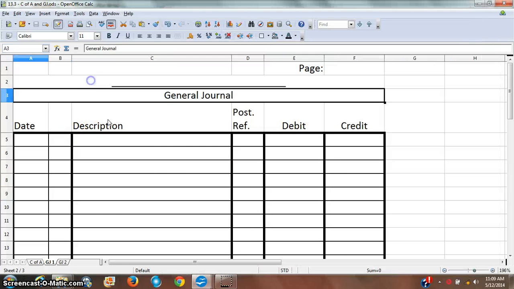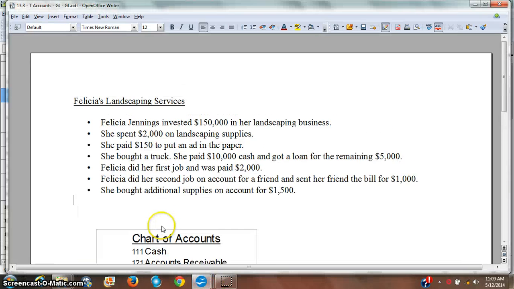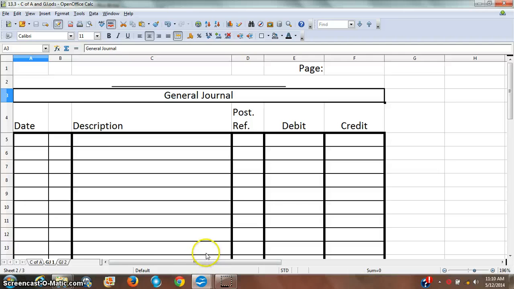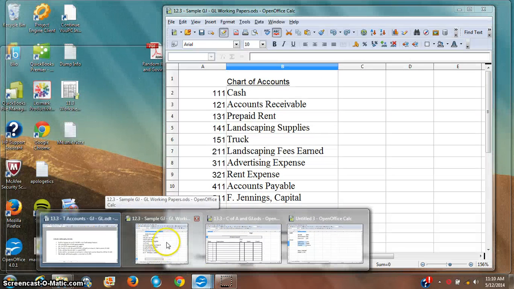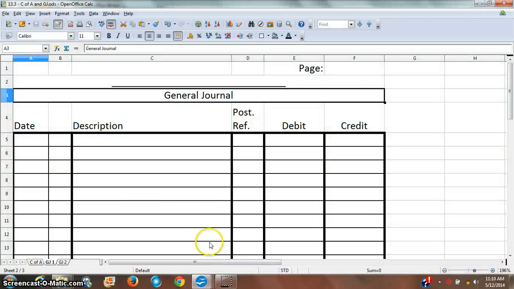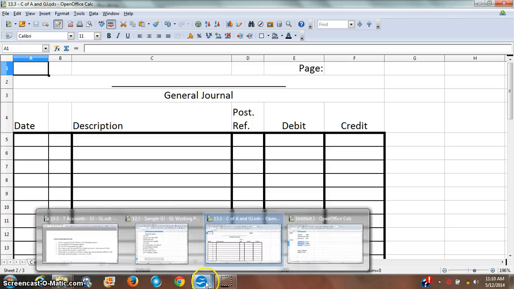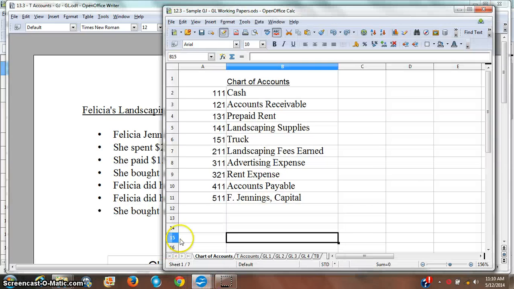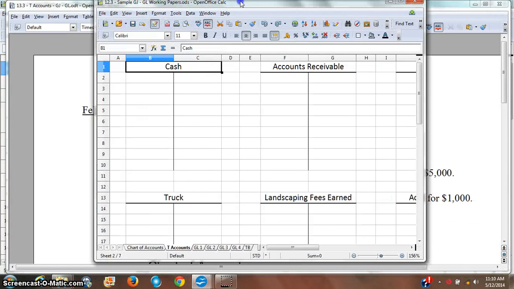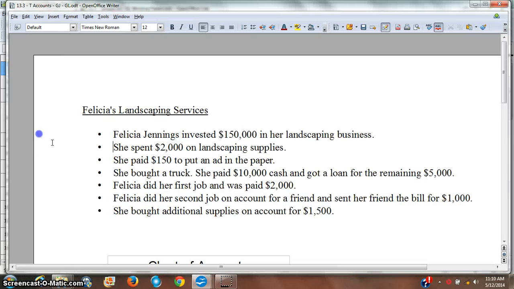Okay, so what I need to do is look at each of these transactions here and decide first of all, how can I record this in T accounts? And I'm going to record it in a T account, and then I'm going to record it immediately into my general journal. And as you're doing your problems, I recommend that you do this the same way, where you look at the problem, you analyze it in terms of the T account, and then you record it to the general journal. So let's get started.